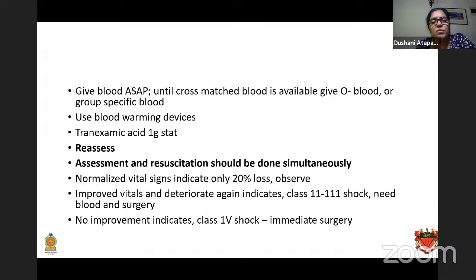And then if there's no improvement, especially in class 4 shock, they will just ooze and keep on bleeding. The clinical parameters are not improving. So if you can't find the source, you have to go straight away to a laparotomy or surgery.